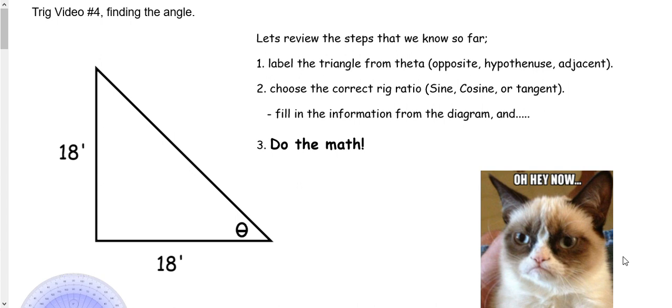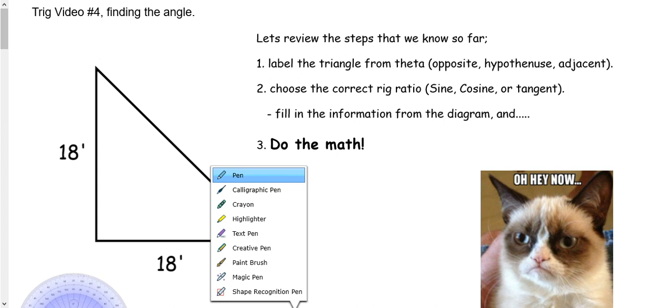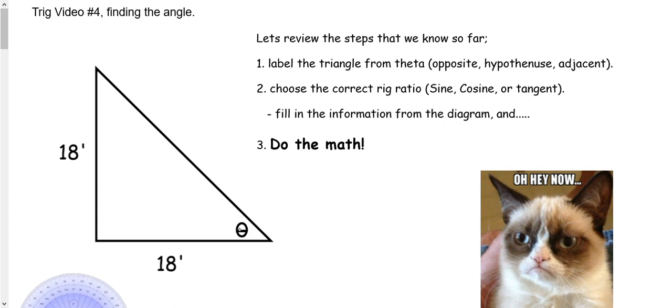So we'll do that when we get to it, but first of all, let's review the steps that we know so far. We know, number 1, that we label the triangle from theta. That's the first thing we do. So if we were to label this side, what do we call that? You're right, that's the opposite.